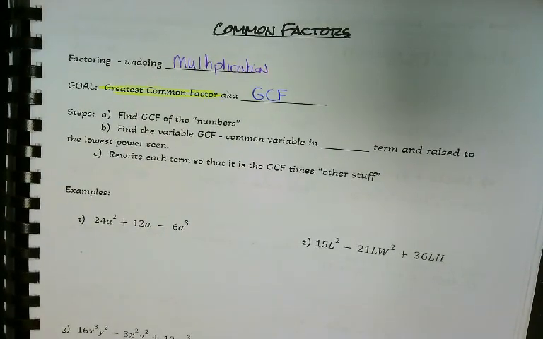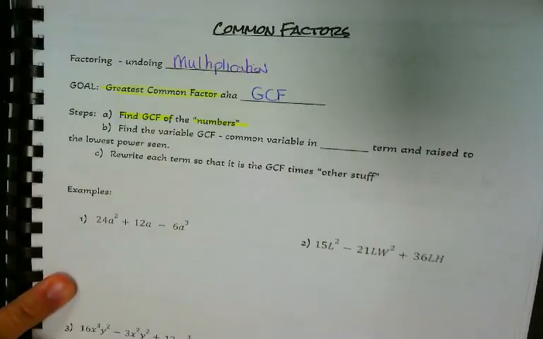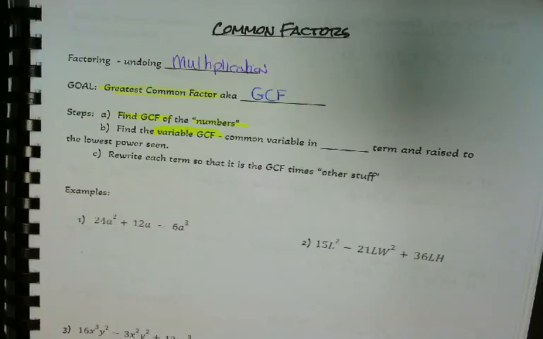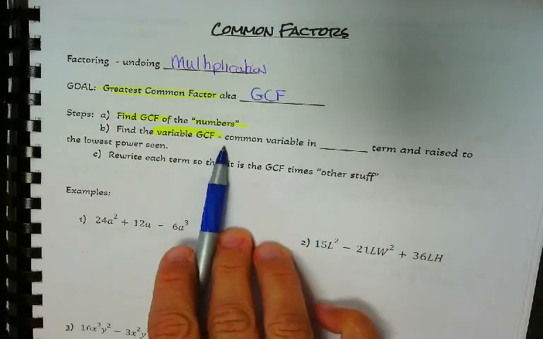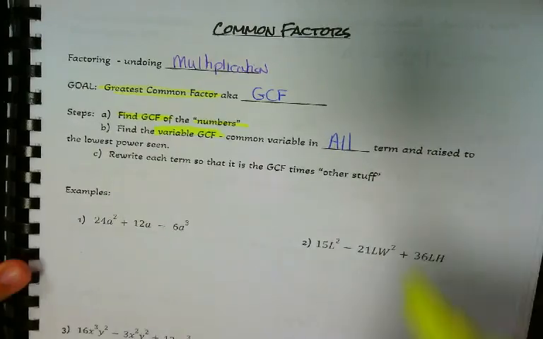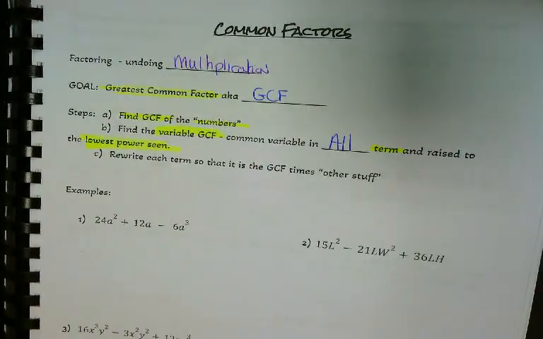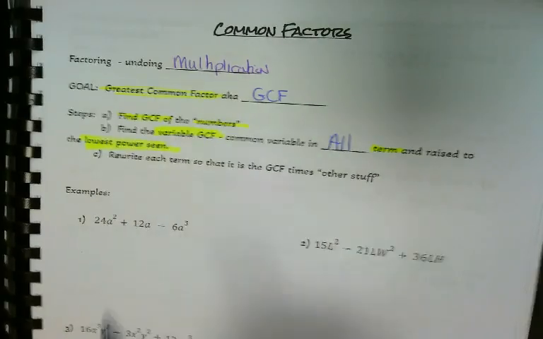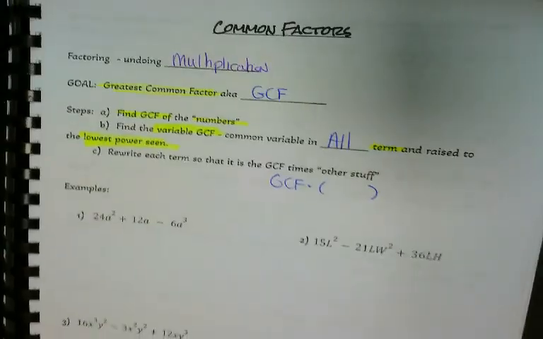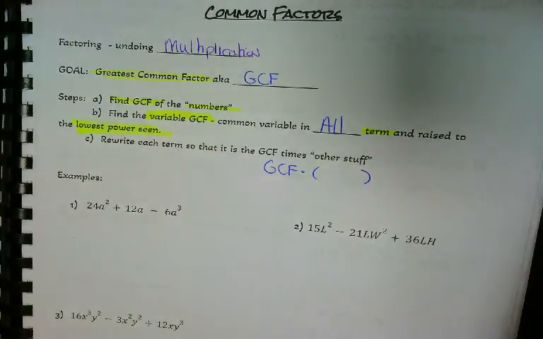All right, so steps are super easy. You'll find the greatest common factor, kind of first focusing on the numbers, and then find the variable GCF. There doesn't have to be both, but you're always looking for both. It's the common variable that is in all the terms and raised to the lowest power. And then you're going to rewrite each term so that it's GCF times whatever's left. Okay, so it will always be a product since we're undoing multiplication here.